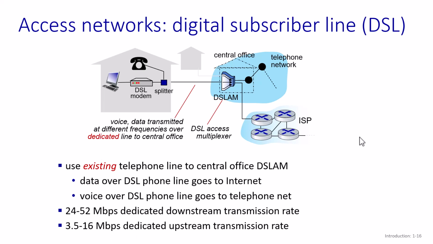The transmission rates we can achieve with DSL are around 24 to 52 megabits per second dedicated downstream transmission rate, and 3.5 to 16 megabits per second dedicated upstream transmission rate. As we mentioned, the transmission rates we can achieve with DSL are a little bit limited compared to the cable access.